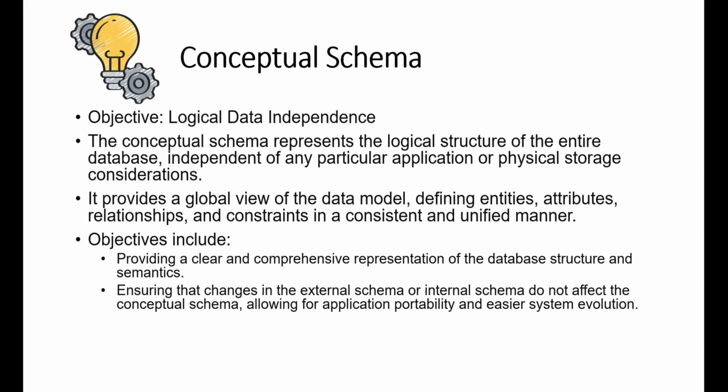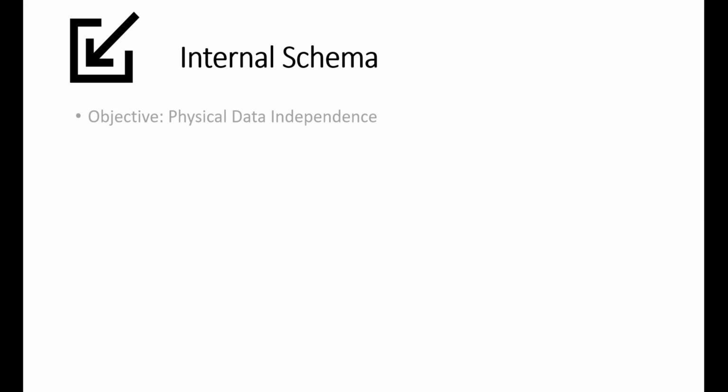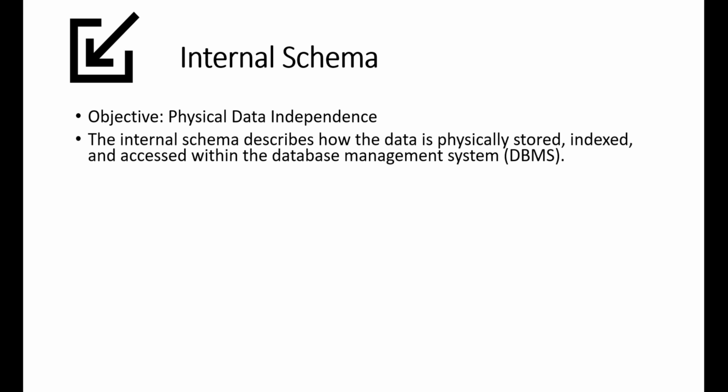So lastly, we will see what the internal schema is. For the internal schema, the objective is physical data independence. In the previous one, it was logical data independence; here it will be physical data independence. That means it's talking about the physical data, how exactly it's stored in the database. The internal schema describes how the data is physically stored, indexed, and accessed within the database management system.